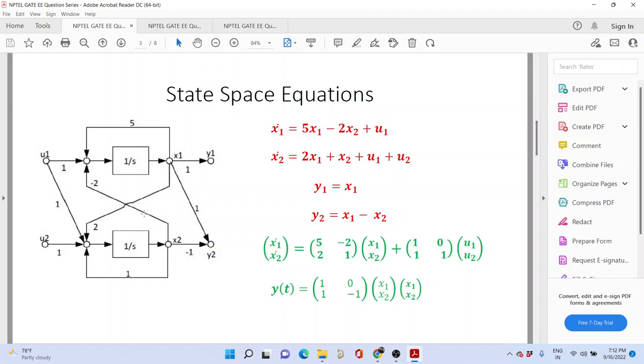Now look at x2 dot. This is x2, I integrated before it, so this point is x2 dot. So what is x2 dot? x2 dot is equal to 2 into x1 plus u1 plus u2 plus x2. This is the equation I've written over here. Similarly, y1 we have x1 and y2 we have x1 minus x2.